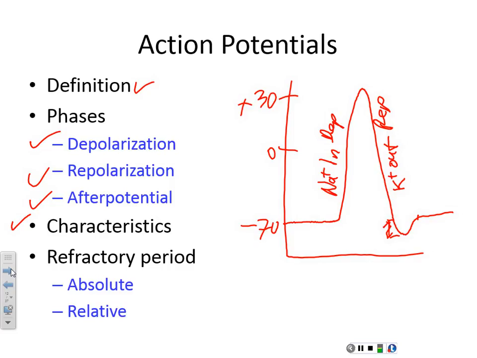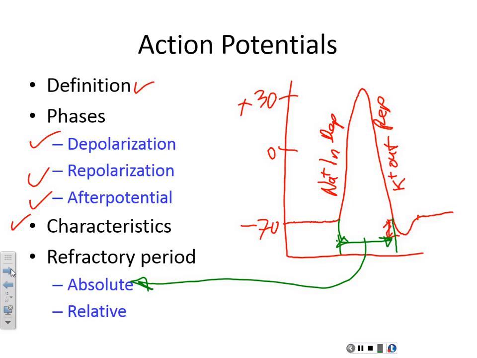Okay, so the action potential has 2 kinds of refractory period. The first one is absolute refractory period. It goes all the way from here to there. Okay, this is absolute, and that means it will not respond to any stimulus regardless of the size of it. The absolute refractory period is what ensures unidirectional flow of this action potential.